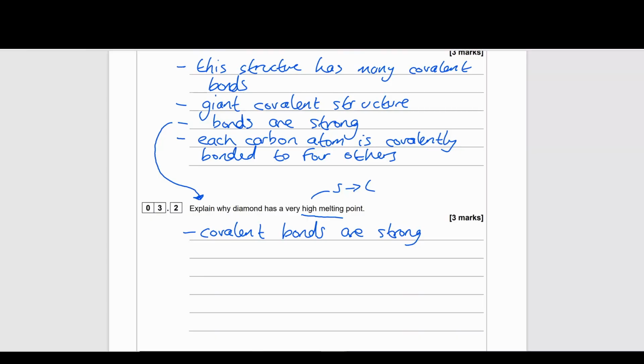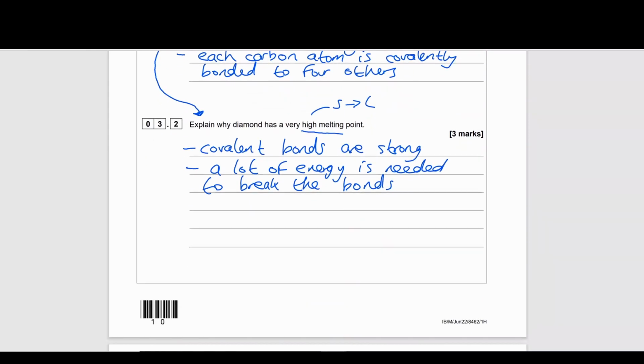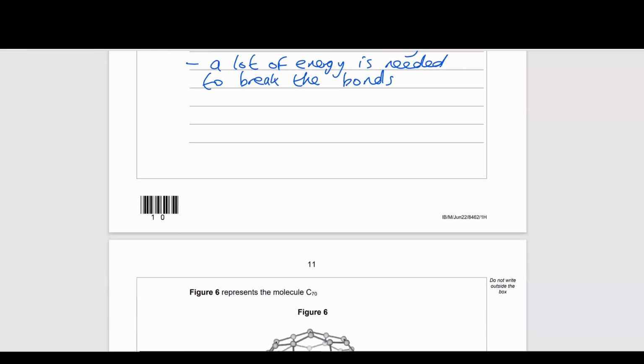So if it's talking about a high melting point, the temperature at which it's going to turn from a solid to a liquid is going to be high. So a lot of energy, because that's what the heat is providing, is needed to break the bonds. And we picked up our 3 marks here. 1 for mentioning the bonds are strong. The second one for mentioning that the bonds need to be broken, and the energy, which is a lot, is needed to do so.